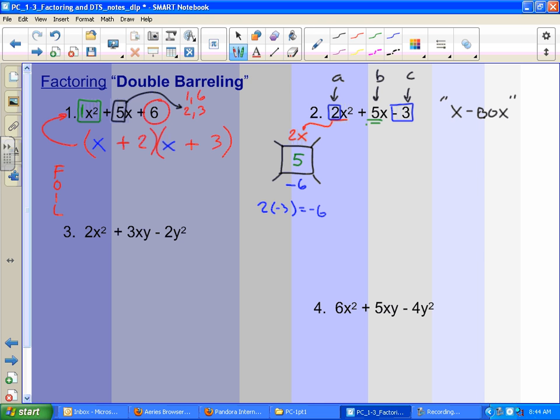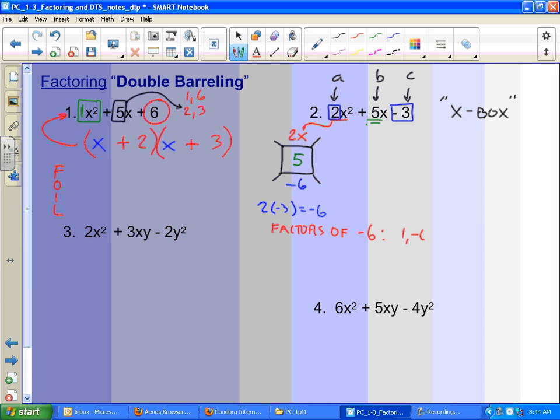All right, now what goes in on these side pieces? Well, we've got the factors of negative 6. That's what goes into these side spots. We have the factors of negative 6. And here's what they are.